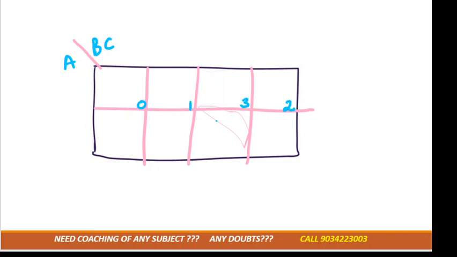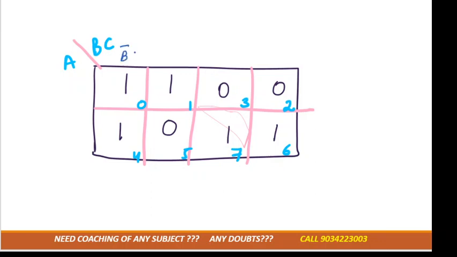0, 1, 2, 3, 4, 5, 6, 7. Okay, now suppose they have given you the K-map, that is 1, 1, 1, 1, 0, 0, 0, 1. Okay, clear? Now what we need to do is write down the expression for each individual term, right?